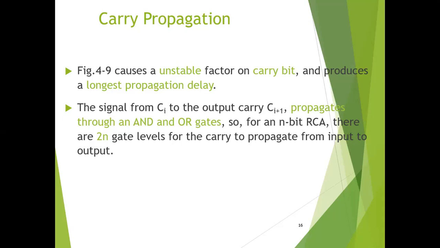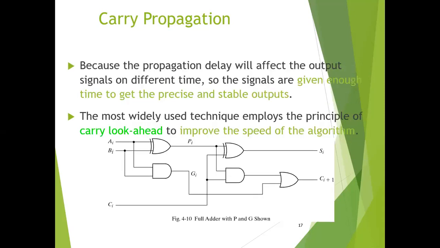So for this propagation delay, the number of gate levels for the carry propagation can be found from the circuit of the full adder. We can find how many gates are used and we can calculate the propagation delay. The circuit can be redrawn, as the propagation delay will affect the output signals at different times. So signals are given enough time to get precise and stable outputs.